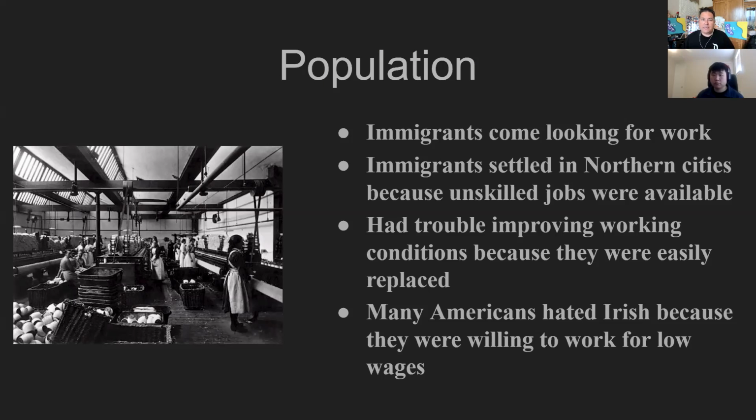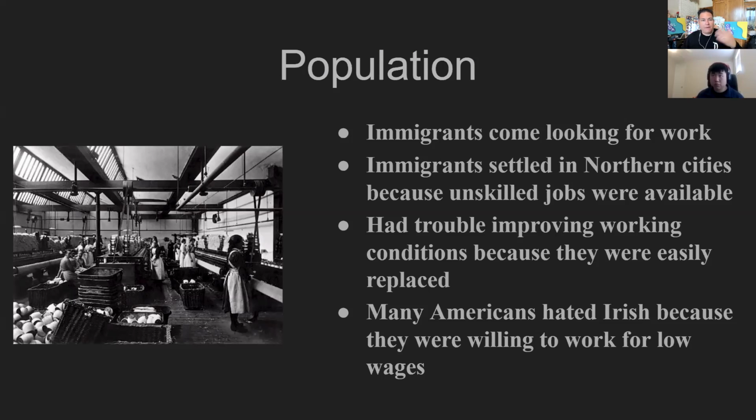But a lot of these immigrants, especially immigrants who were coming from the cities of Ireland, knew how to work in a factory, but those are unskilled jobs. So a lot of them settled in these northern cities, Boston, Philadelphia, New York City, because those unskilled jobs were available. They had trouble improving working conditions because they were so easily replaced.